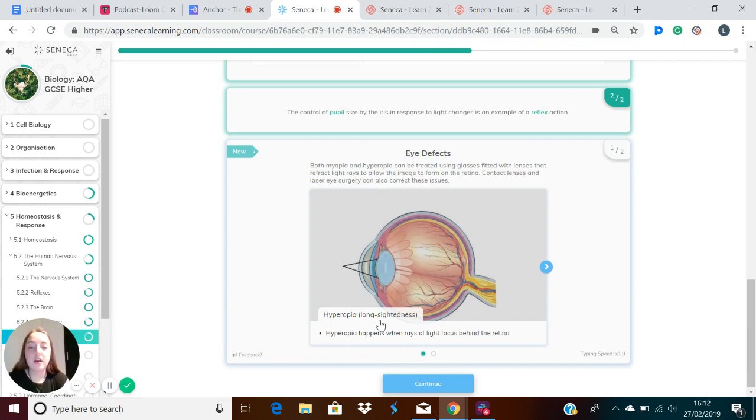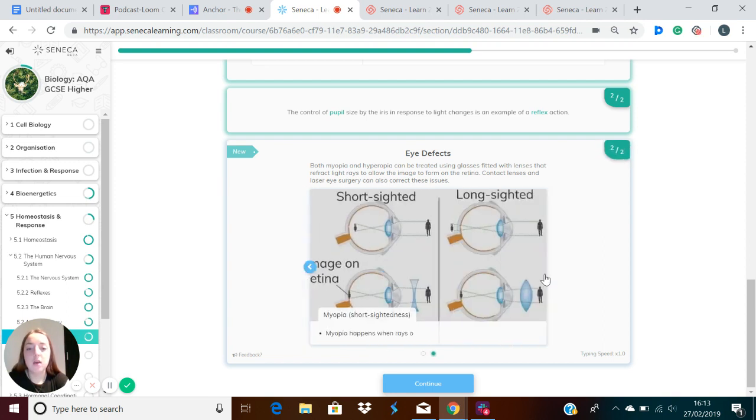The eye can also have certain defects. For example, hyperopia is long-sightedness, and this happens when rays of light focus behind the retina. Myopia is short-sightedness, and this happens when light rays focus in front of the retina. And these can be treated using glasses fitted with lenses that refract light rays to allow the image to form on the retina. Contact lenses and laser eye surgery can also be used to correct these issues.